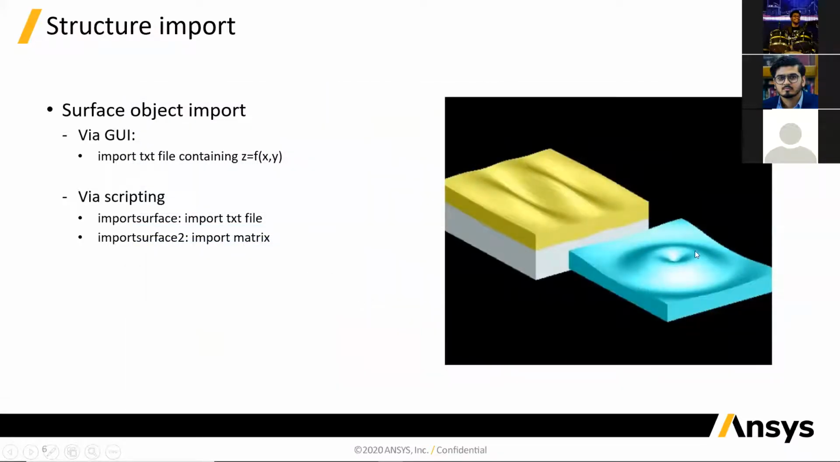Right. Again, as I mentioned, this one is a surface import. So you get the impression on the surfaces, and then you import it into FDTD, and you get a 3D geometry out of it.